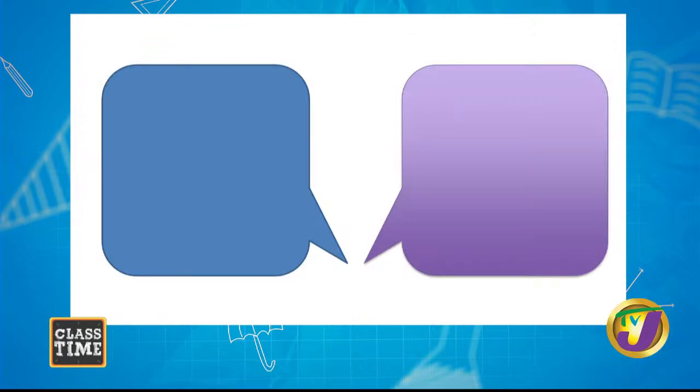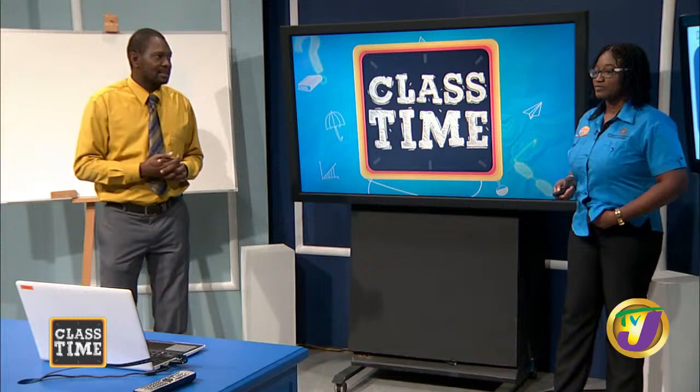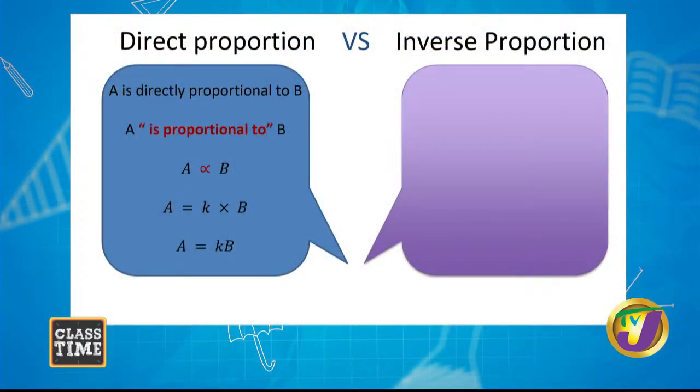All right, let's recap a bit, as it relates to direct proportionality versus inverse. Now, the symbol is important. When we're reading it, it says A is directly proportional to B, or A is proportional to B. Remember the symbol, students? It basically means that A is equal to some constant multiplied by B.